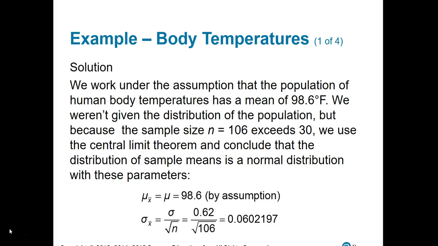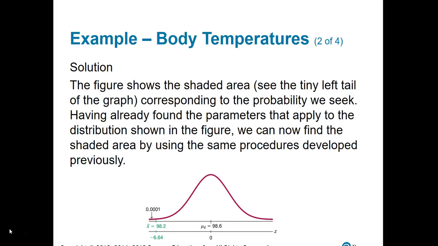All right. Mu sub x bar is equal to mu, which is 98.6. This was by assumption. This was our hypothesis. And sigma sub x bar is equal to sigma over the square root of n, which is 106. We plug that into our calculators, we get 0.0602. All right, we can take our temperature, 98.2, subtract it from 98.6, and divide it by our sigma sub x bar, 0.06, and see what we would get for our z-score.